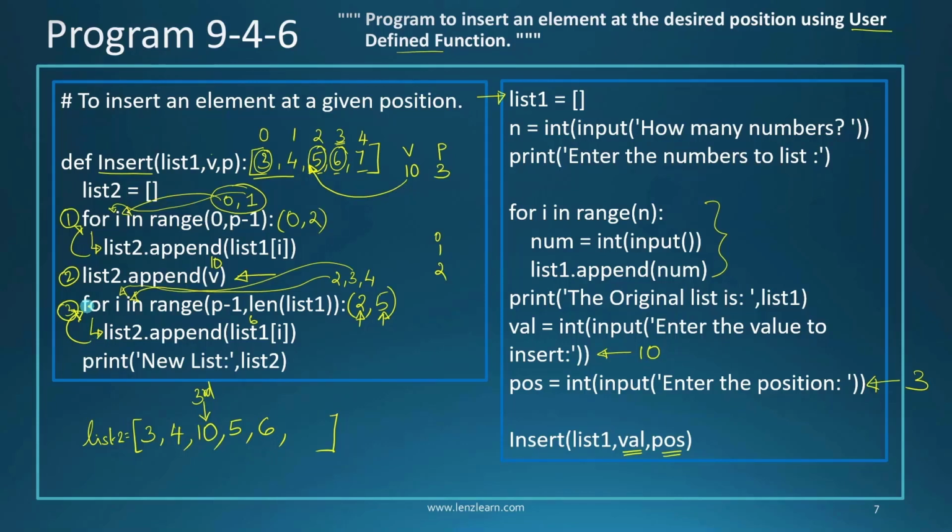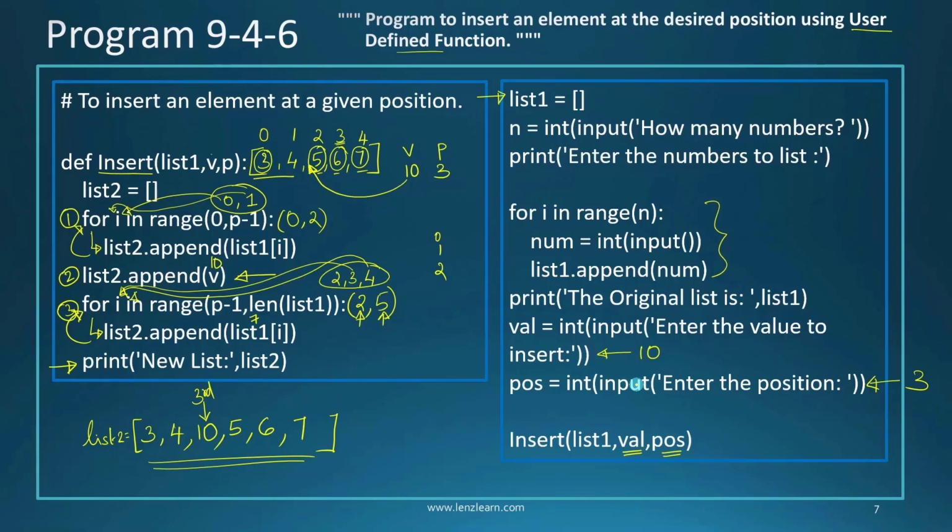Now the control will come back to the for again. Now it will load the last element from the range function, which is 4. So now it will get the value of list1 at index 4. That is value 7. So value 7 will be appended to list2. Now I'll come to the last statement of the program where I will print the new list. So this will be the output, which you can see in the terminal, where 10 is inserted at the 3rd position according to the input given by us.